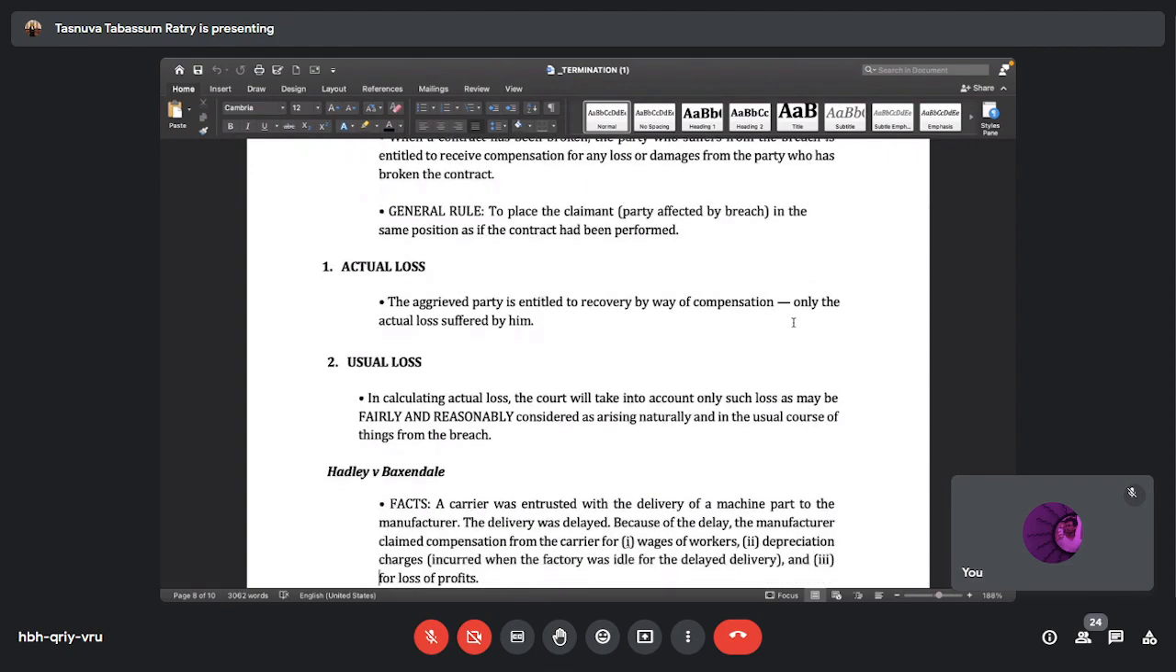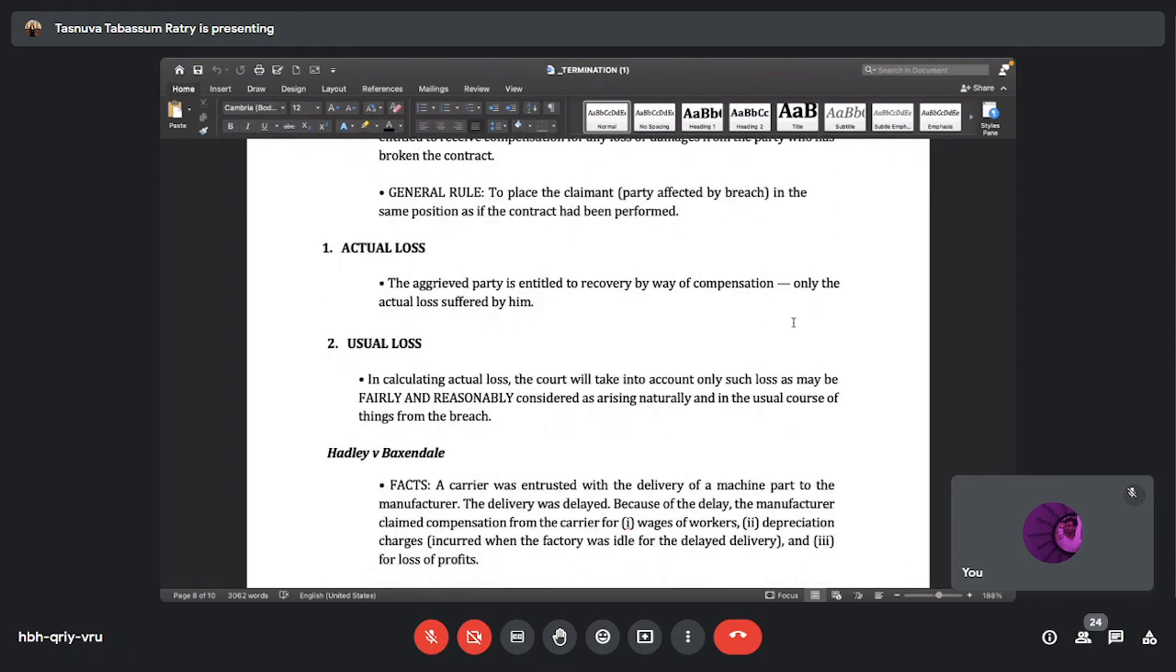So when we are calculating damages, there are a few factors taken into consideration. The first rule is that the aggrieved party is usually entitled to recover as compensation only the actual loss that has been suffered by them. So, actual loss is the exact amount recovered from the party who has breached the contract by way of monetary compensation for the loss that has been suffered. The actual loss that the aggrieved party has suffered, only that loss they can recover.